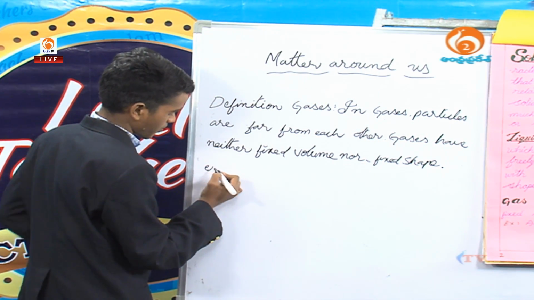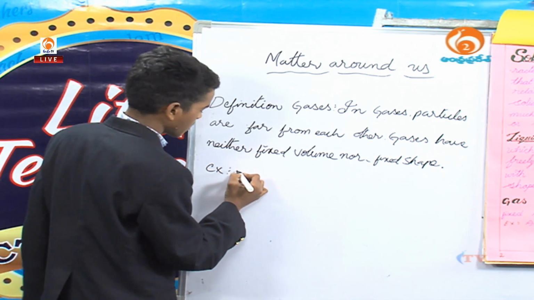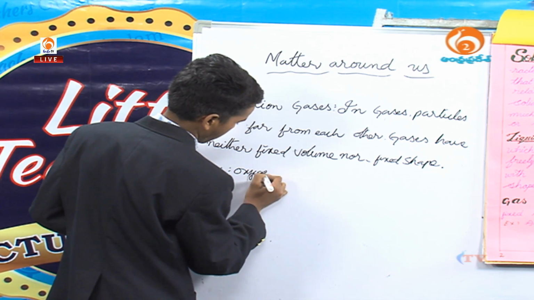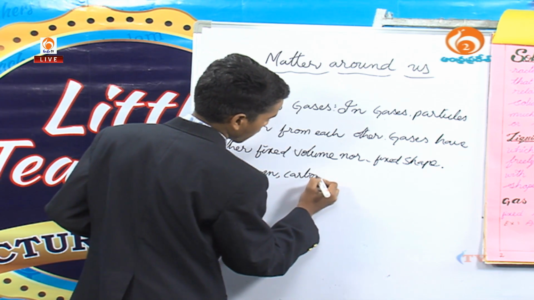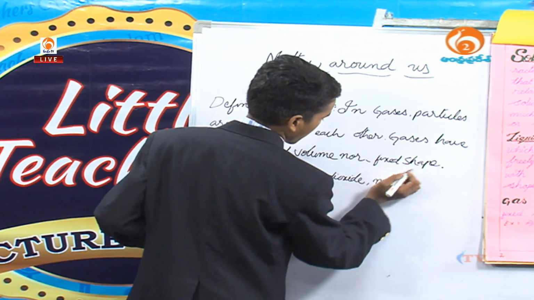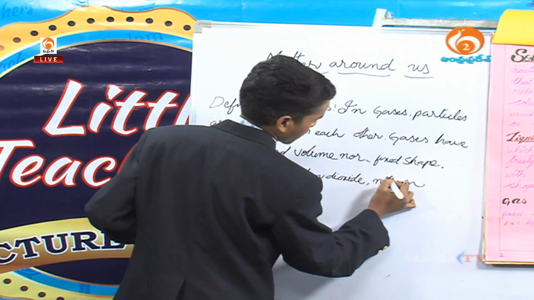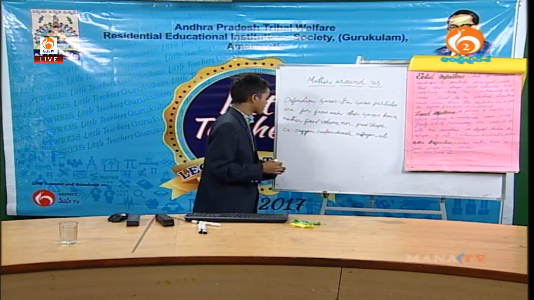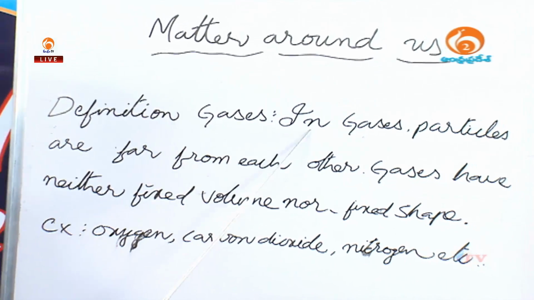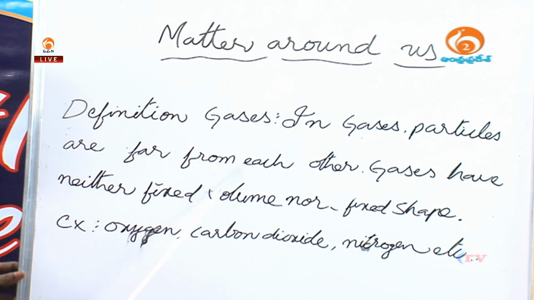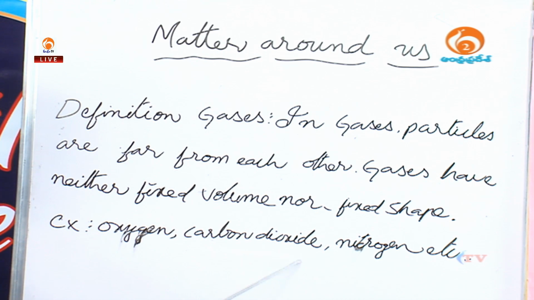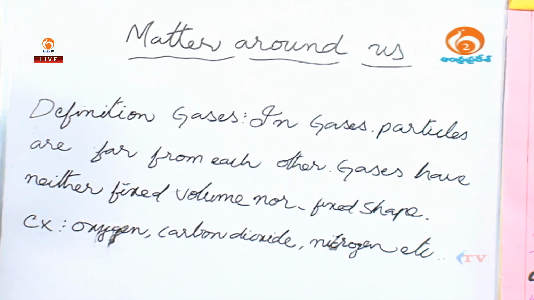Example: oxygen, carbon dioxide, nitrogen, etc. These are all examples of gases. And now see here, the definition of gases. In gases, particles are far from each other. Gases have neither fixed volume nor fixed shape. Example: oxygen, carbon dioxide, nitrogen, etc. These are all examples of gases.